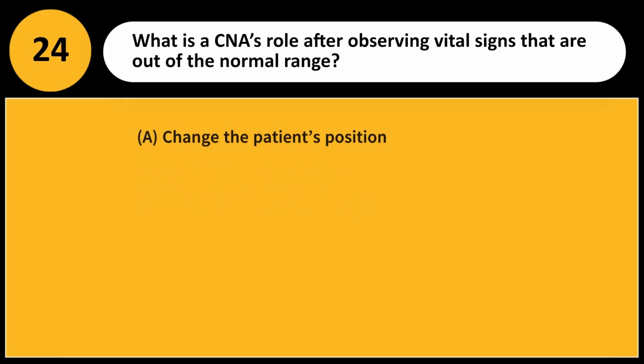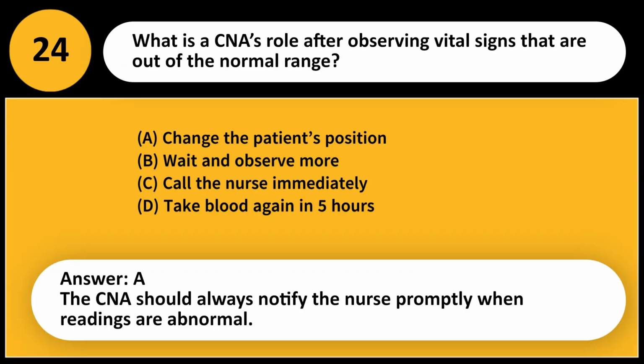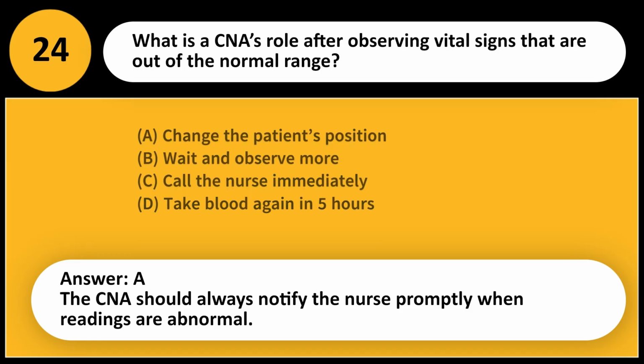What is a CNA's role after observing vital signs that are out of the normal range? A. Change the patient's position. B. Wait and observe more. C. Call the nurse immediately. D. Take blood again in 5 hours. Answer A. The CNA should always notify the nurse promptly when readings are abnormal.